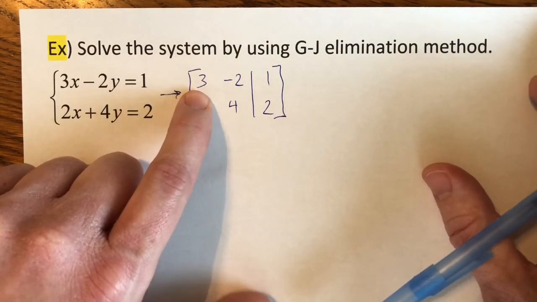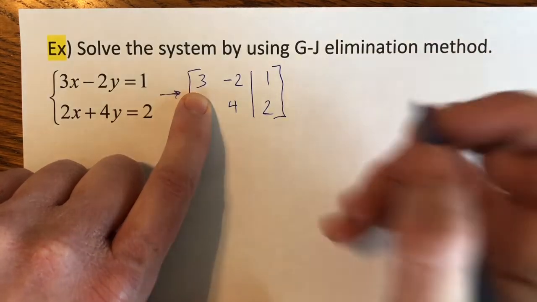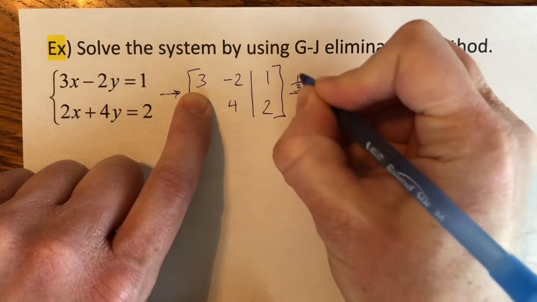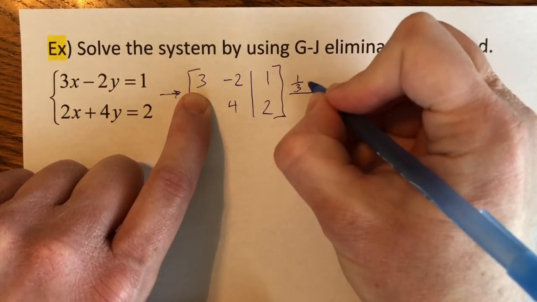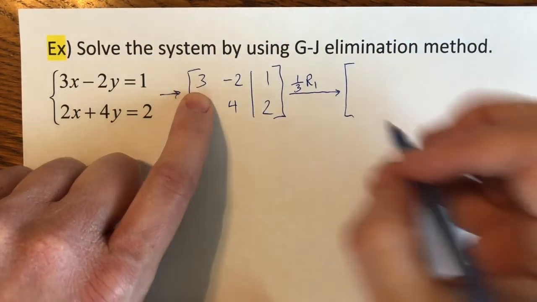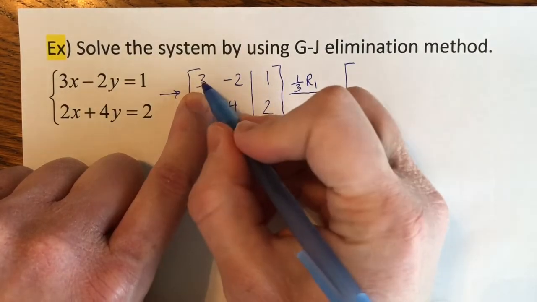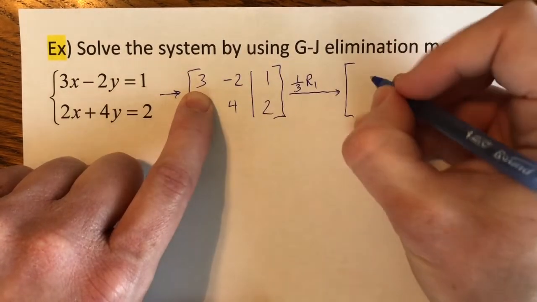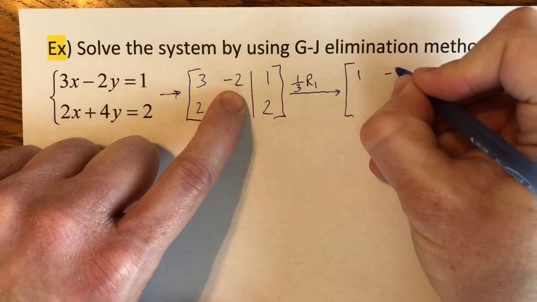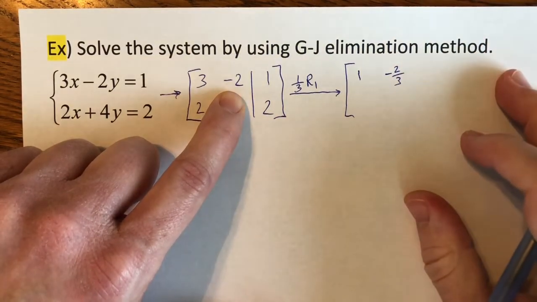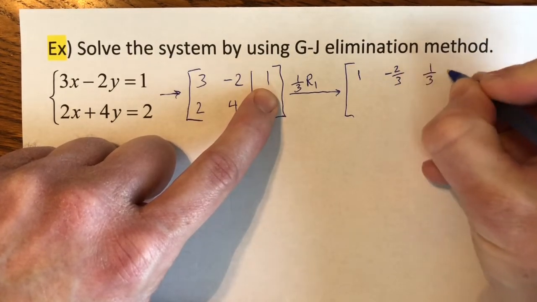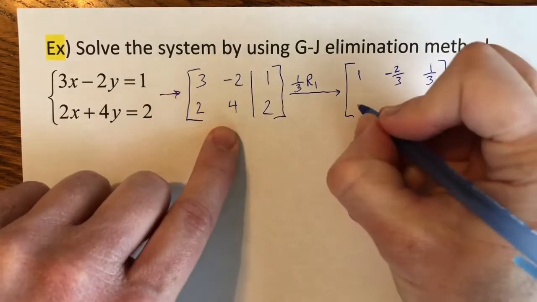All right, so we want this 3 to become a 1. How are we going to do that? Well, we're going to write down the inverse of 3, which is 1/3, and we're going to multiply 1/3 by row 1. That's all we're going to do. So the only thing that's going to be changing for the first move here is row 1. 1/3 times 3 is 1. 1/3 times -2 is -2/3. 1/3 times 1 is 1/3. Everything else stays exactly the same.